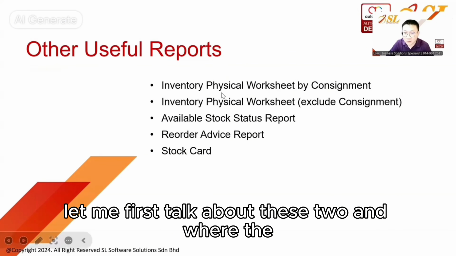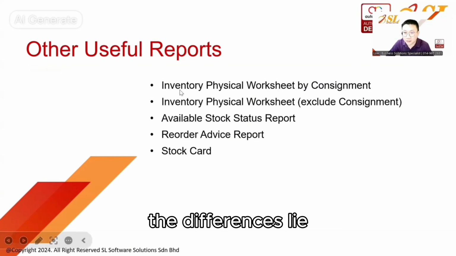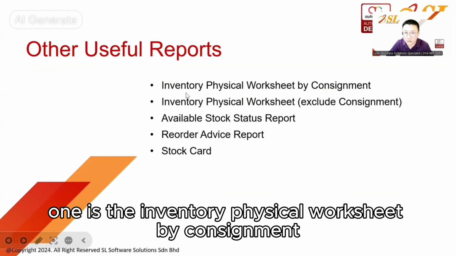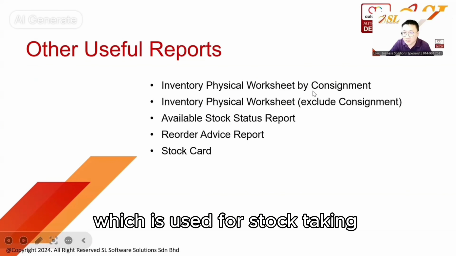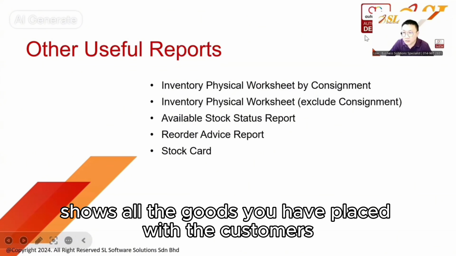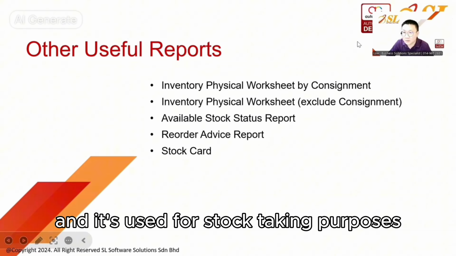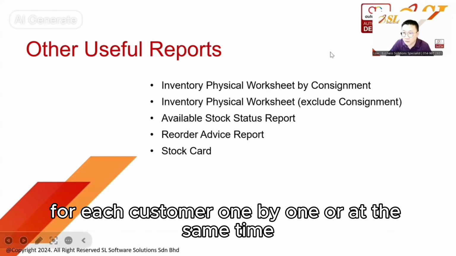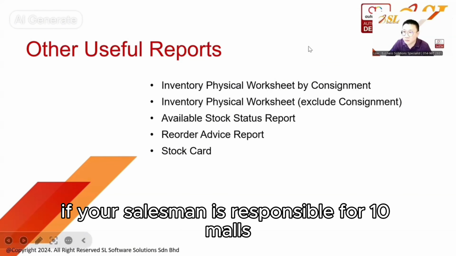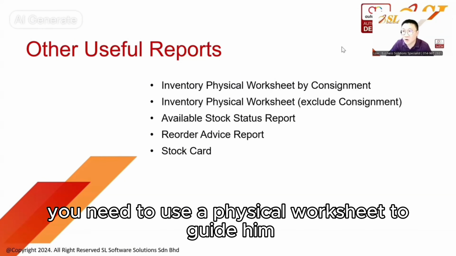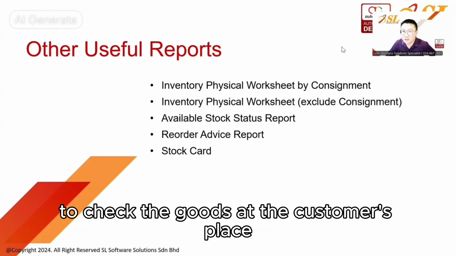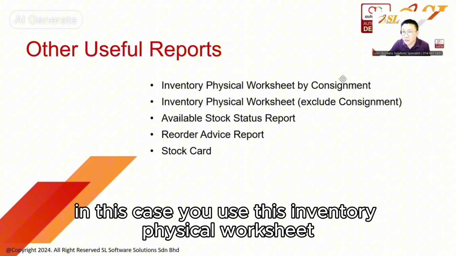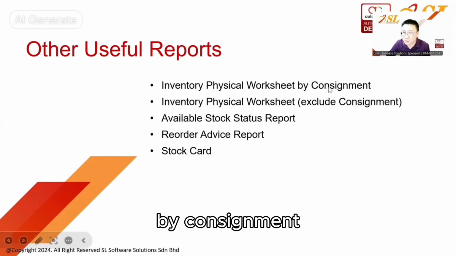So let me first talk about these two and where the differences lie. One is the inventory physical worksheet by consignment, which is used for stock taking. This one shows all the goods you have placed with the customers. So you can print this out for each customer one by one. Or at the same time, if your salesman is responsible for 10 malls, you need to use a physical worksheet to guide him to check the goods at the customer's place. In this case, you use this inventory physical worksheet by consignment.